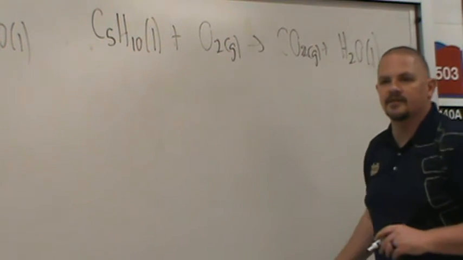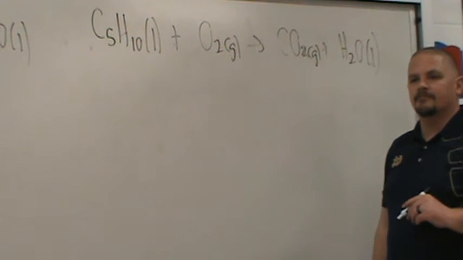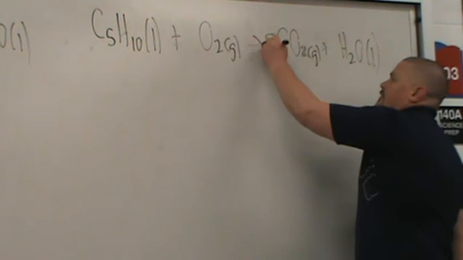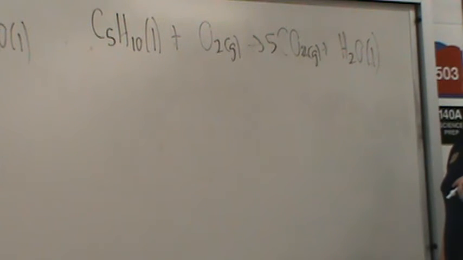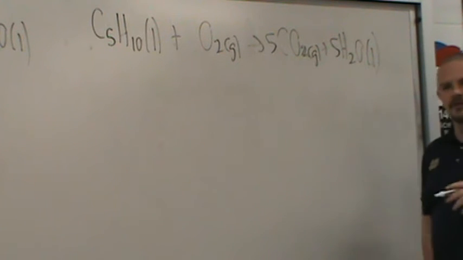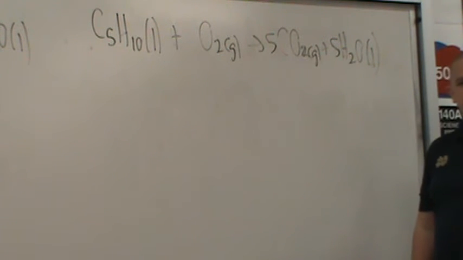How many carbons on the left-hand side? 5. So we need to put a 5 right here. How many hydrogens on the left-hand side? 10. Right-hand side, we only have 2, so we need to put a coefficient of 5 in front of the H2O, so we can get 10 hydrogens.